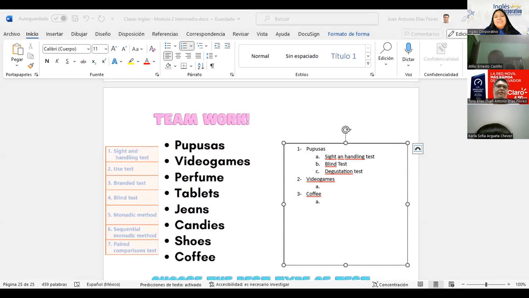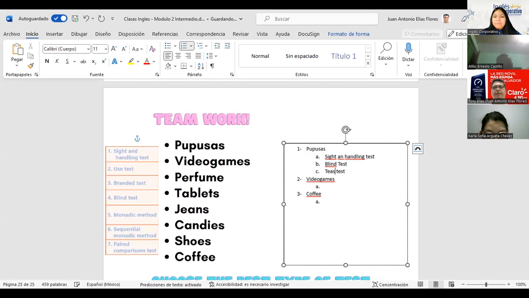Yes. Salsa. And Tony, I think that instead of degustation, it's better to add tasting. Tasting, okay. Yeah, it's better. Correct, like that. Tasting test. Black sauce. It's sauce. In this case, it's black sauce.